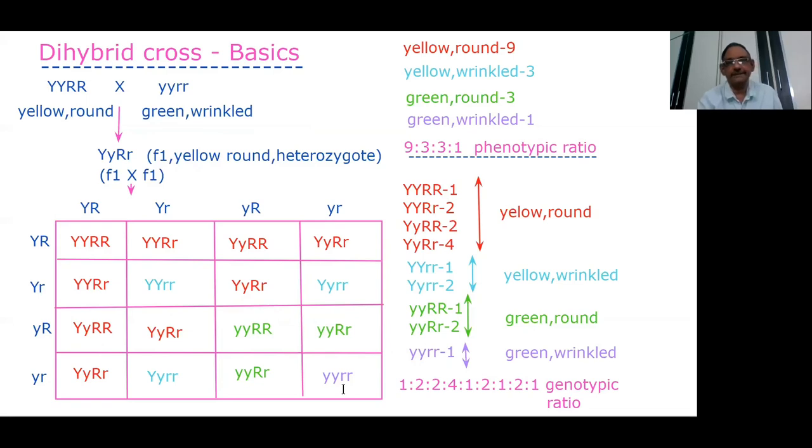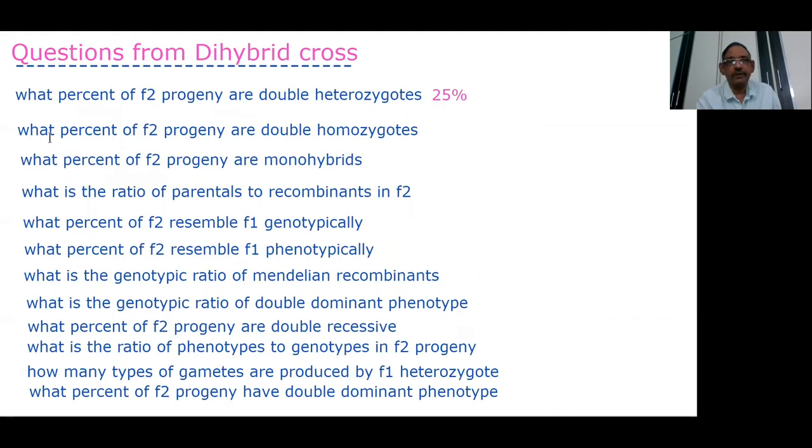Double homozygous, which means, like the double heterozygotes, double homozygotes are also 4 in number. This diagonal is double heterozygotes. This diagonal is double homozygotes. 1, 2, 3, 4 double homozygotes out of 16 progeny. Therefore, for the second question, what percent of F2 progeny are double homozygotes?